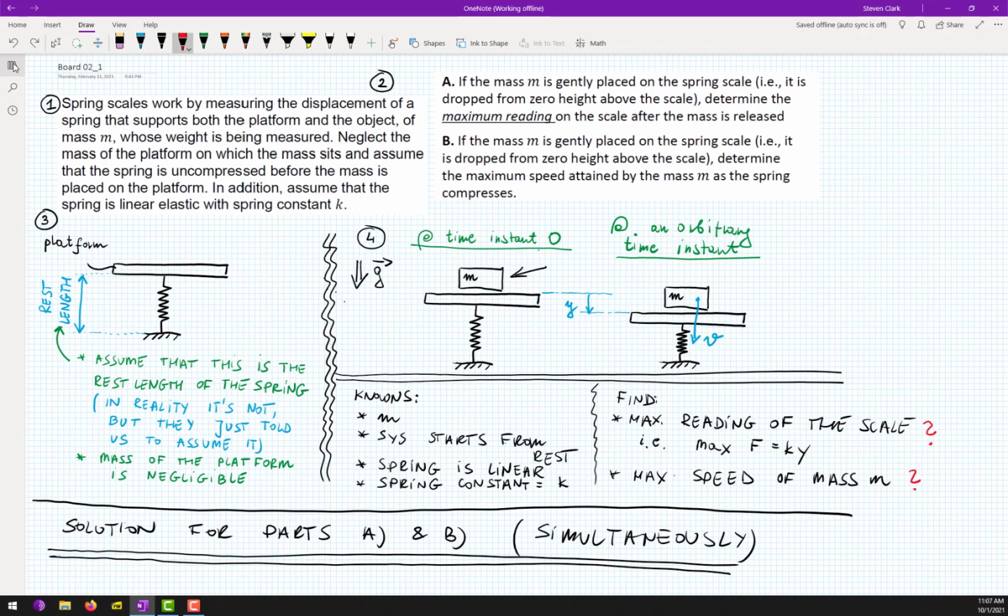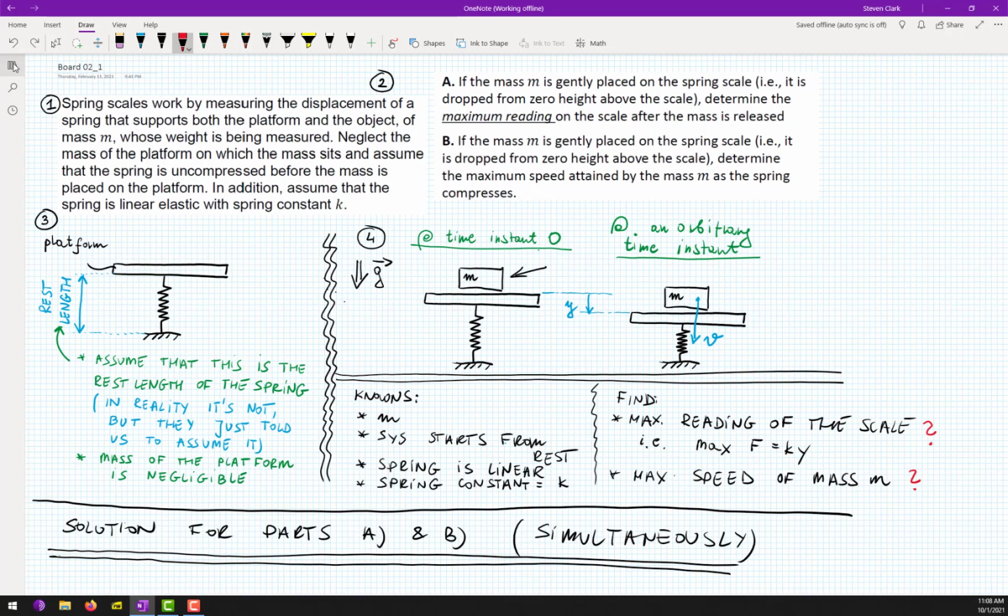Anyway, what do we have? Okay, we have our spring that is at its rest length, and we have our particle M, particle of mass M. We're going to place it gently on the platform, and we will see what will happen, okay? They ask us to find maximum reading of the scale after that gentle placement, plus they ask us to find the maximum speed of the mass.